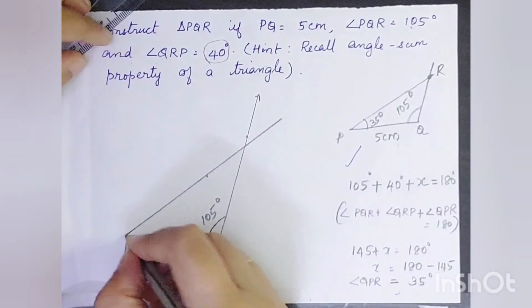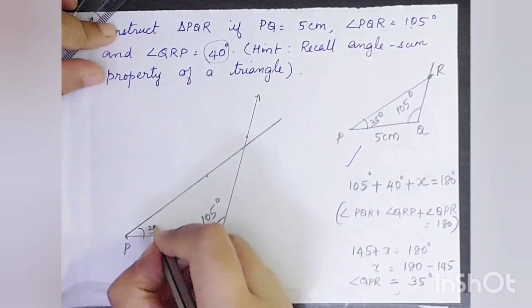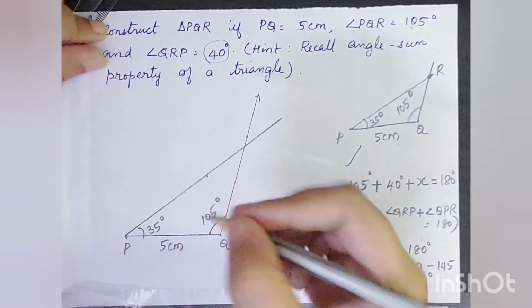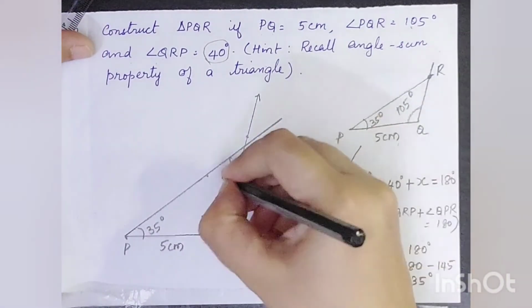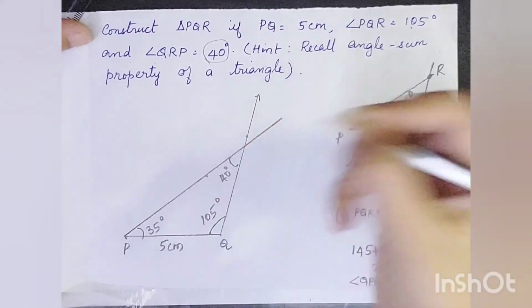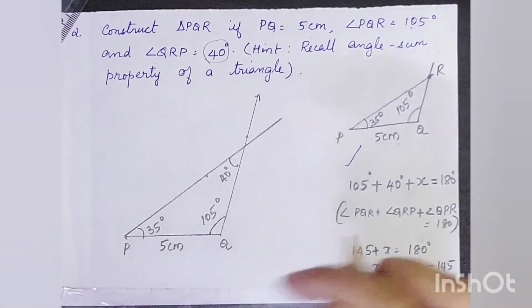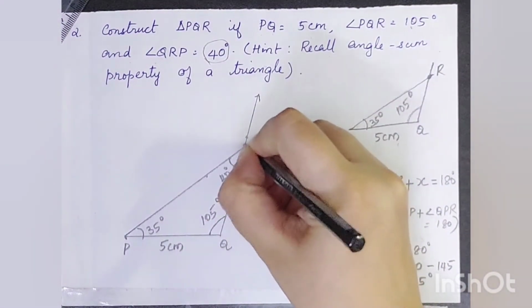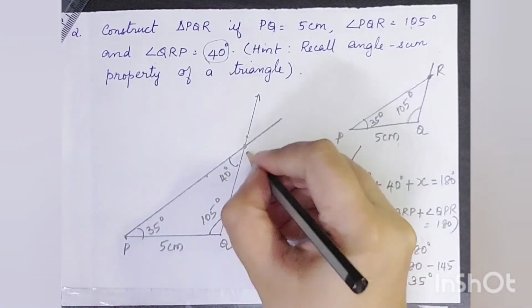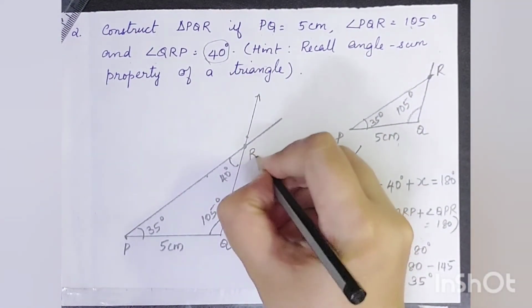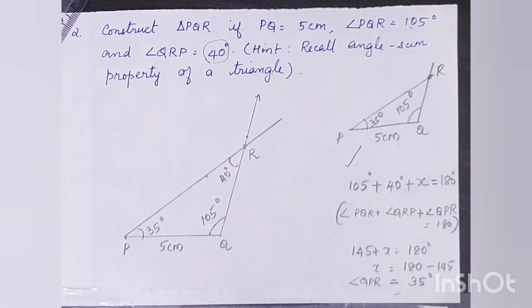Okay. Now this angle is 35 degrees. And what about this angle? This angle is equivalent to 40 degrees, which they have already given. If you want, you can check whether it is 40 or not. Okay. So this new point which we got is point R. Clear? Now this is our triangle. Okay. Clear with this? Okay. Now let's go on to the next problem.